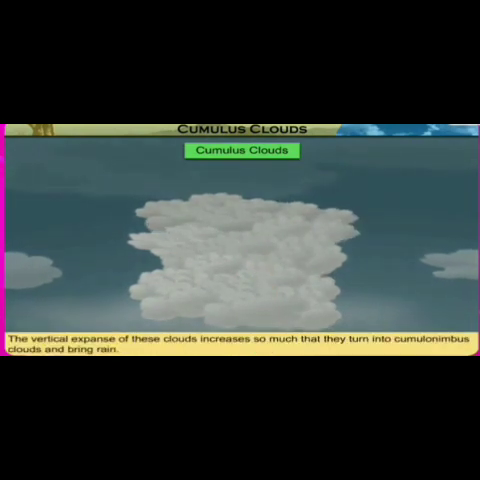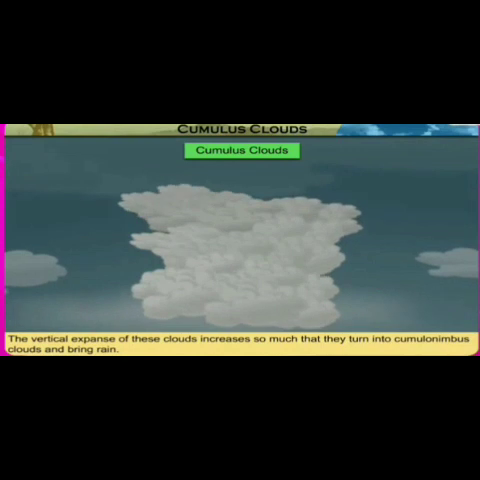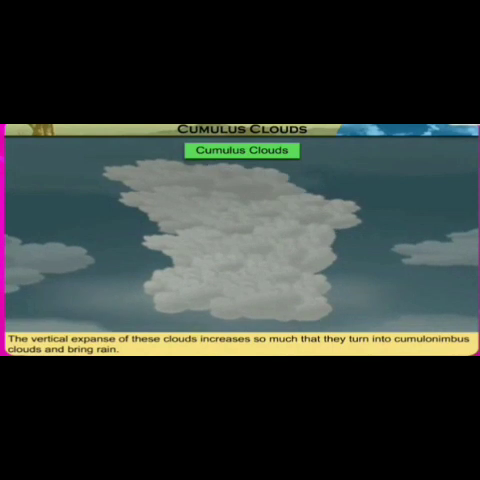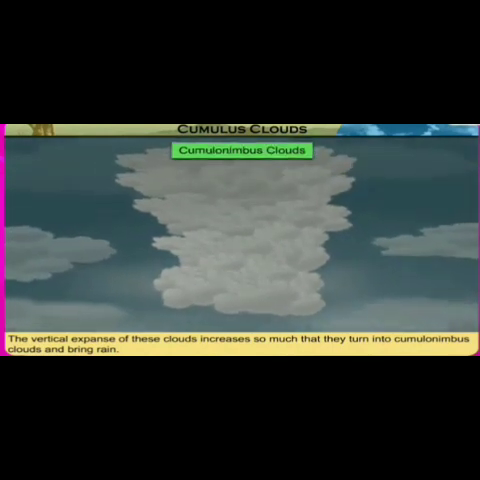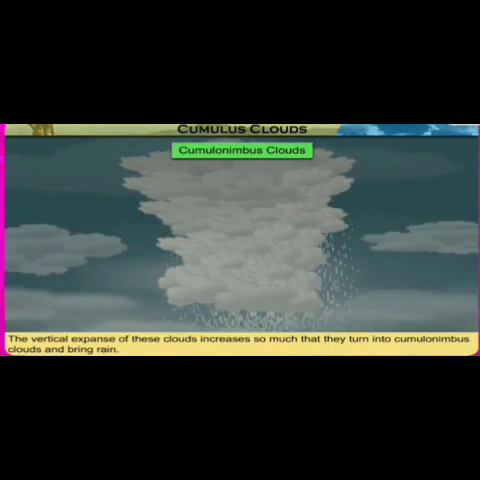Cumulus clouds. These clouds are formed extensively from 500 meter to 6000 meter altitude. The vertical flow of the air adds to the formation of these clouds. These are huge and dome shaped. They are grey in color. Cumulus clouds are an indicator of pleasant weather. Vertical expanse of these clouds increase so much that they turn into cumulonimbus clouds and bring rain.